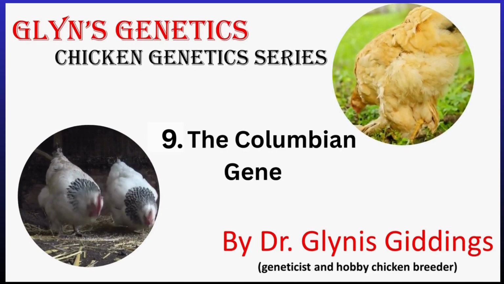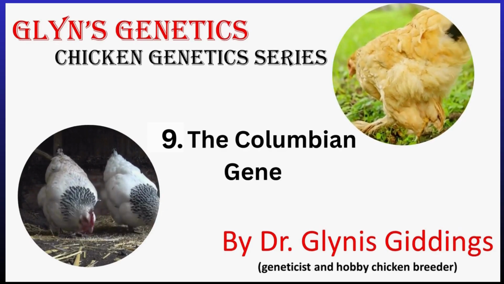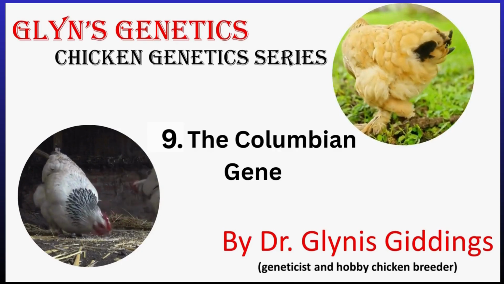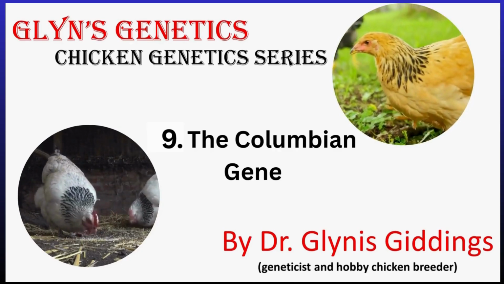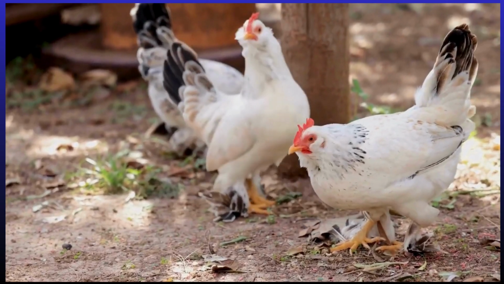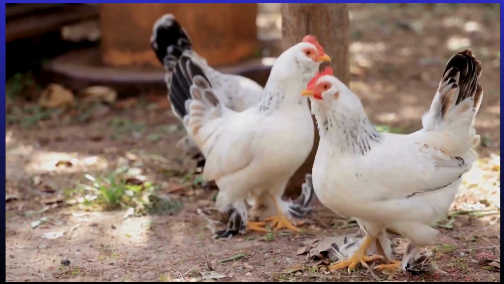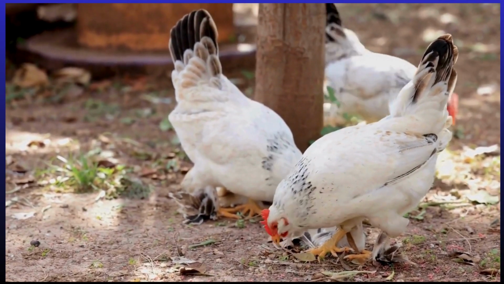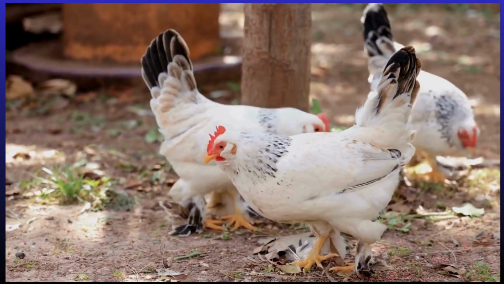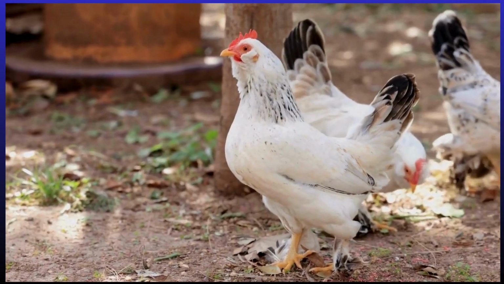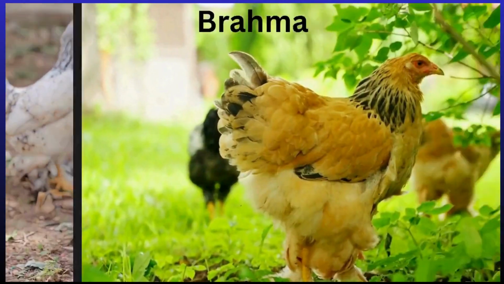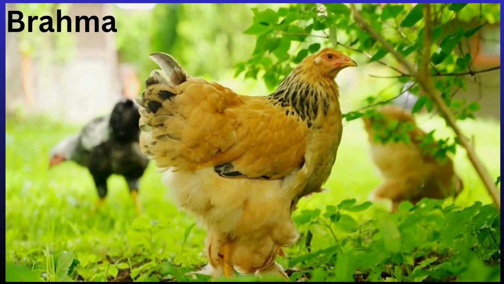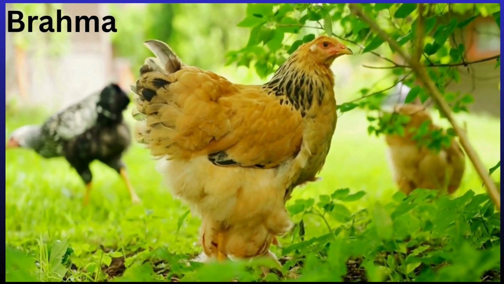The Columbian gene is an autosomal dominant gene that restricts black pigment to the extremes of the bird. These are typically the hackle feathers, the end of the tail, and sometimes black in wing feathers. It should be noted that this pattern does not work on the extended black genotype. Birds with extended black stay black. As we can see in this Brahma, the Columbian gene also doesn't affect the pheomelanin pigments.